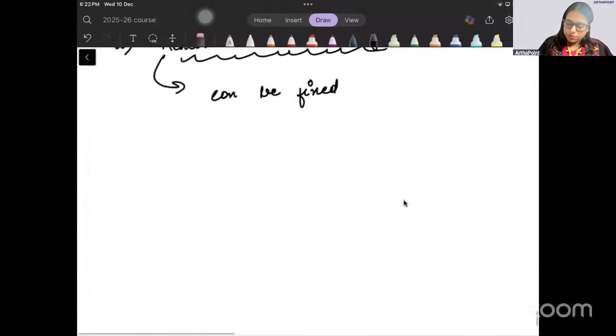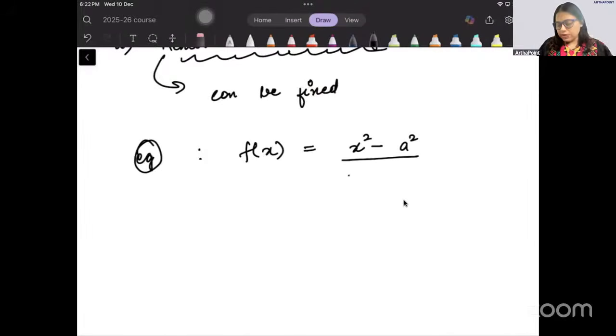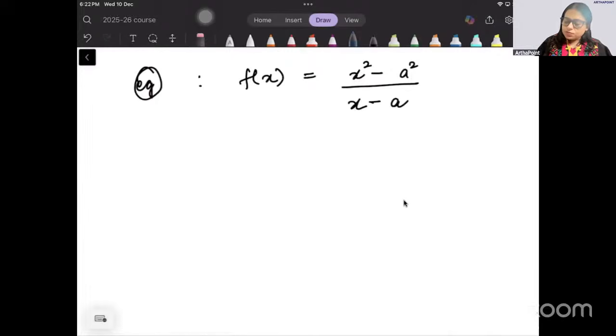For example, f of x is equal to x square minus a square upon x minus a. Now, you will notice that the function is not defined at a, because the moment I put a in the function, I will get a 0 by 0 form. The function is not defined at a. But I can go ahead.